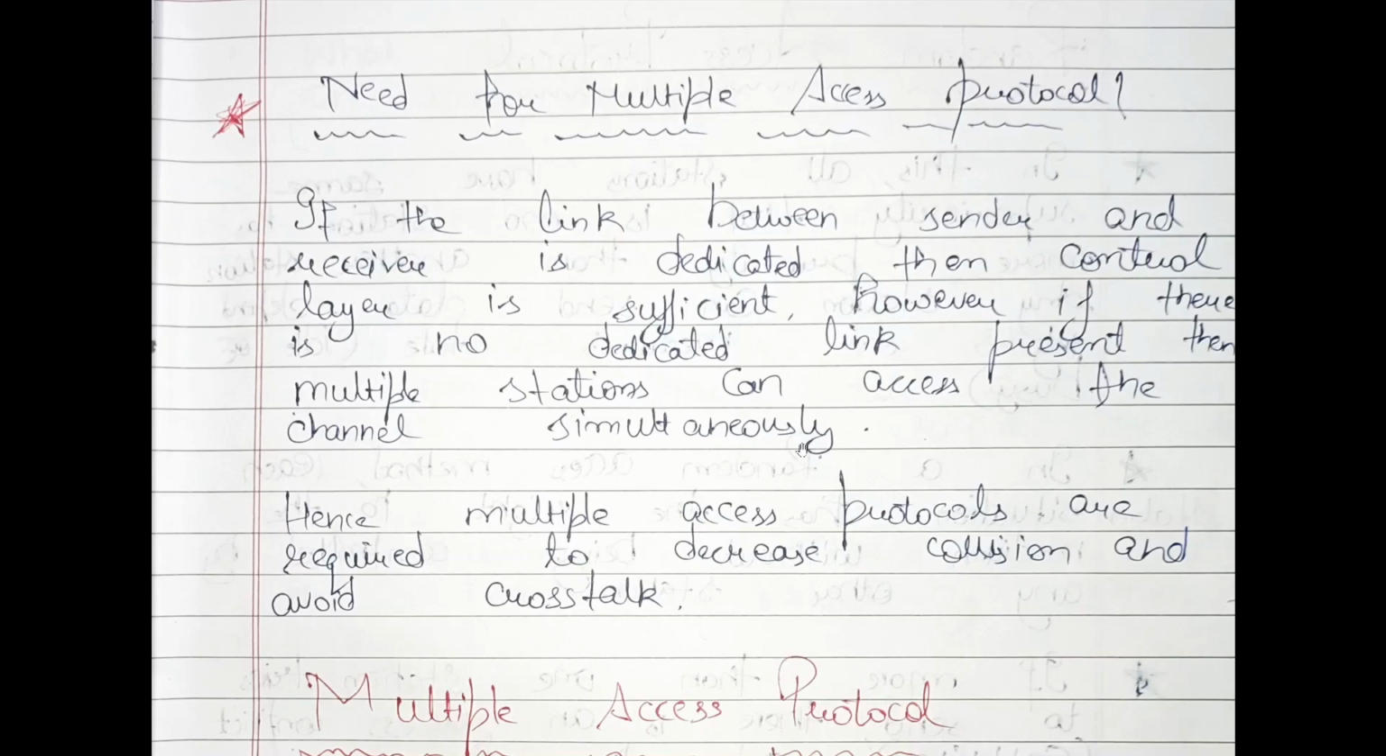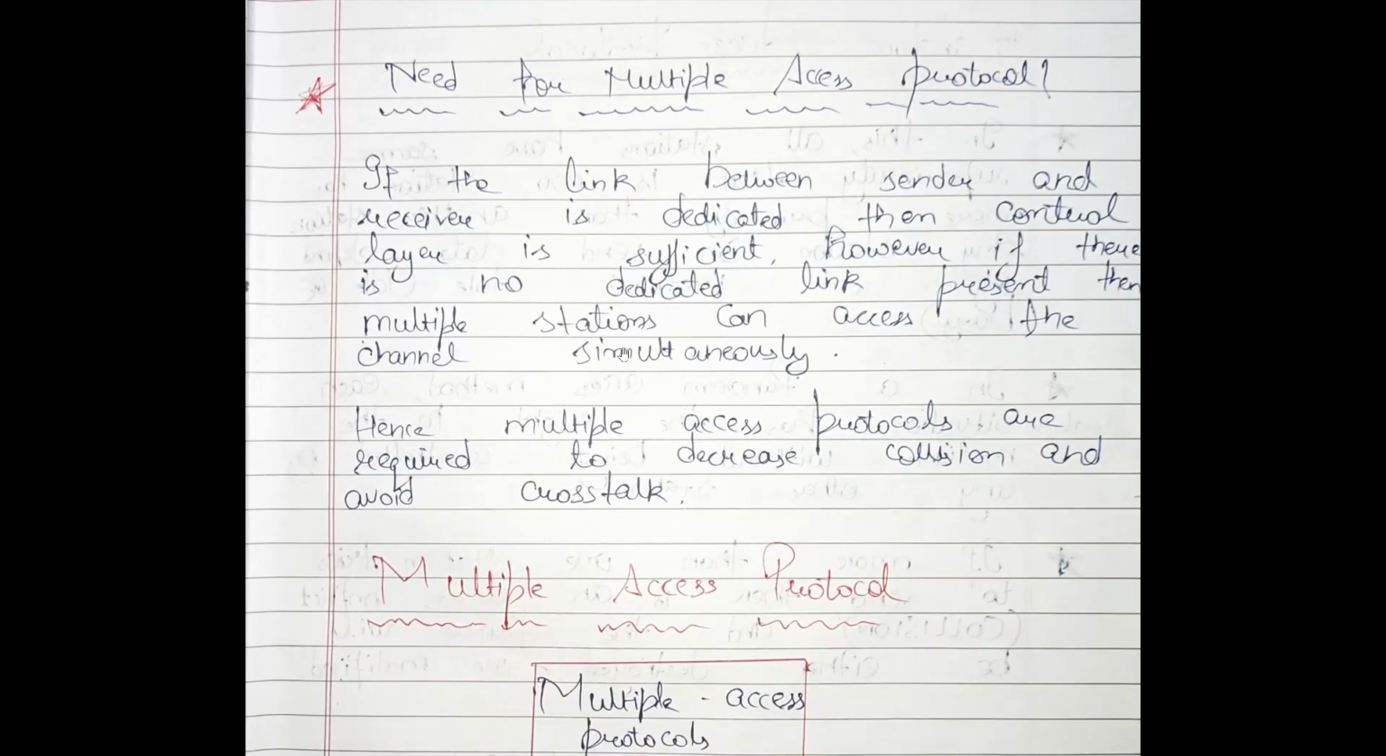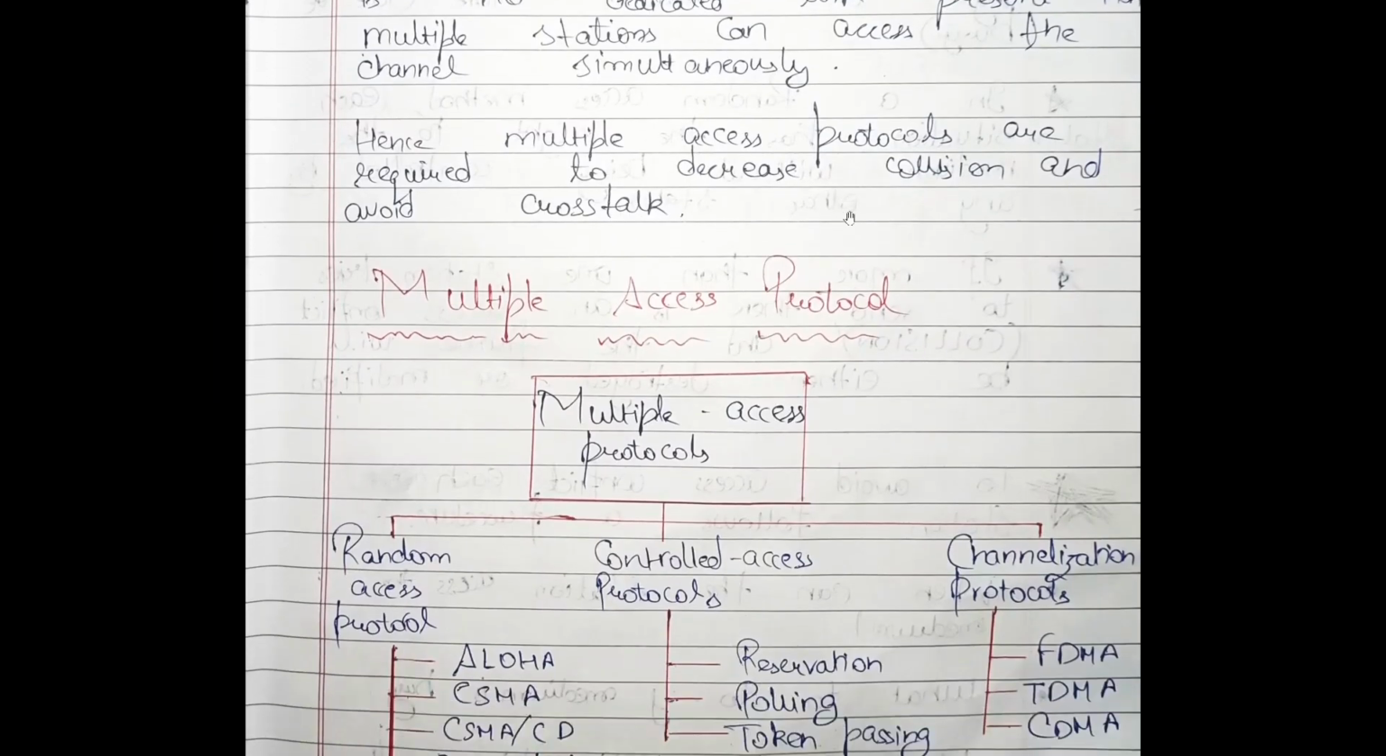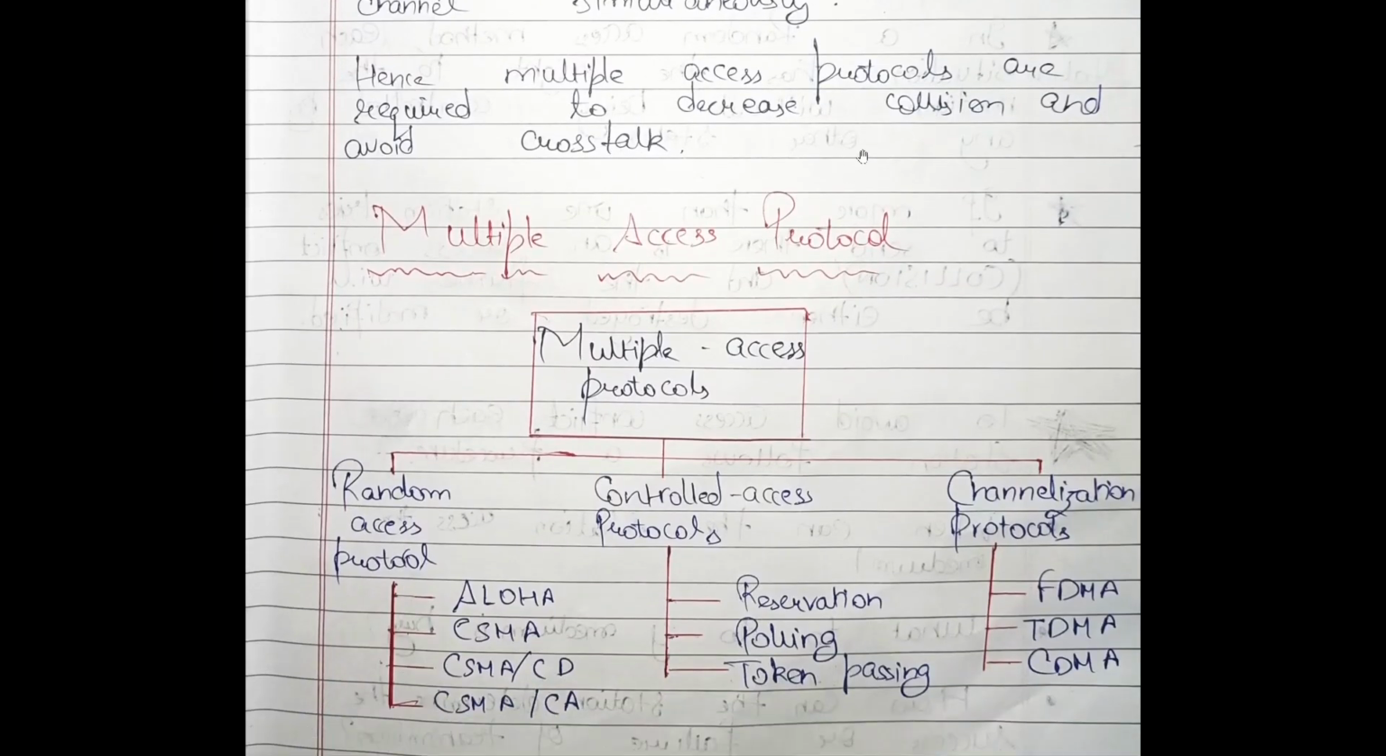So that is why we do need multiple access protocols in order to use a single channel that is dedicated to more than two devices to use that channel more efficiently. This was about the need for multiple access protocols. Now moving to multiple access protocols. So basically there are three main types: random access protocol, controlled access protocols, channelization protocols.